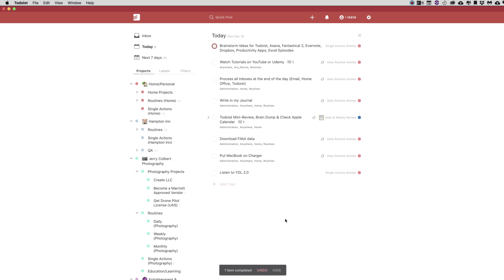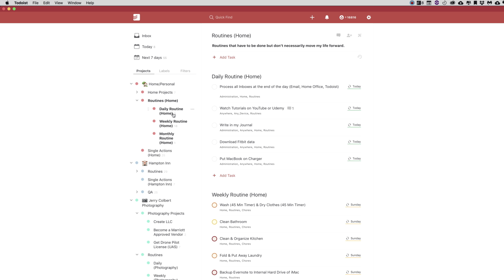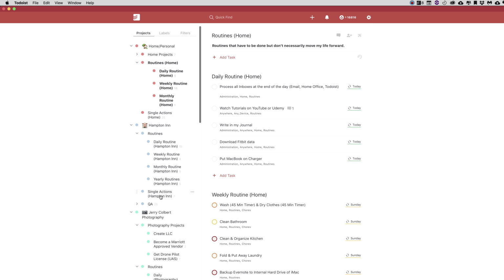So that is basically how I utilize my Todoist. I have a home projects, routines, and I separate these routines into daily, weekly, and monthly. And then I have single actions, which means it's not going to repeat, but it's something that I thought of during the day that I need to get done. So I separate it between home and work. So my main job is Hampton Inn, so I have a daily routines, weekly routines, monthly routines, and yearly routines from the Hampton. I also have a single actions for Hampton.